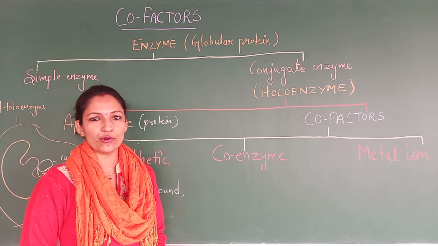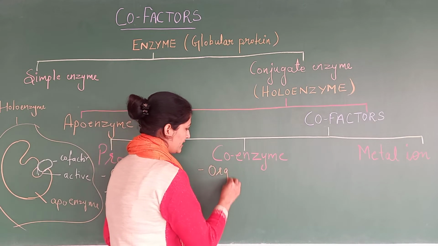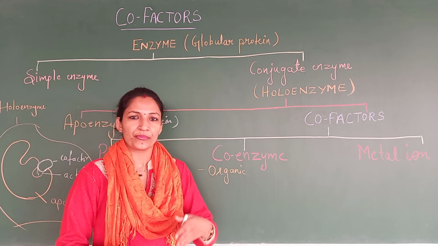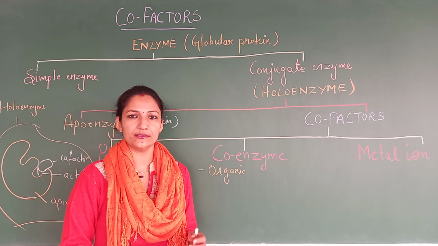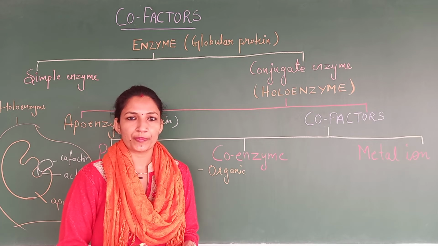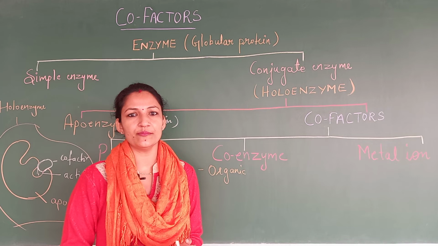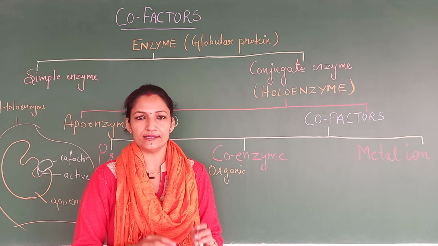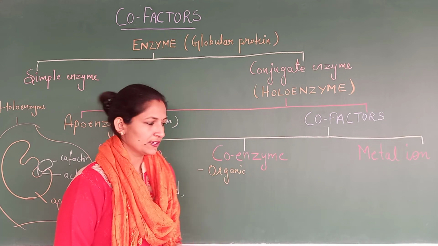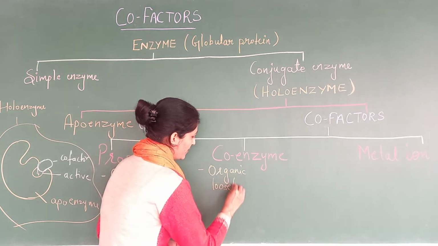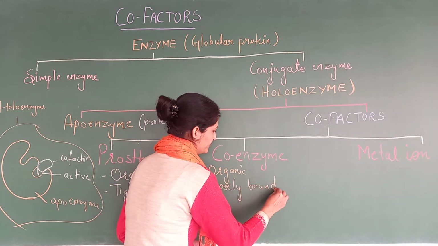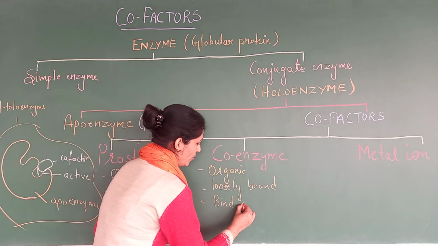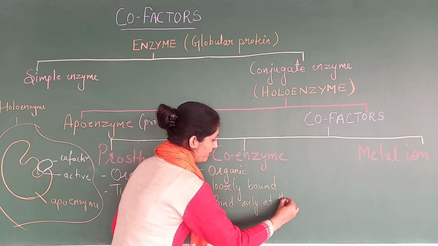Coenzyme is another type of cofactor. This is also organic in nature. The difference is what? Coenzymes are going to attach to the apoenzyme loosely, and they attach only at the time when they have to participate in the reaction, and when they have participated, they will get detached from the apoenzyme. So they are loosely bound cofactors, and bind only at the time of reaction.